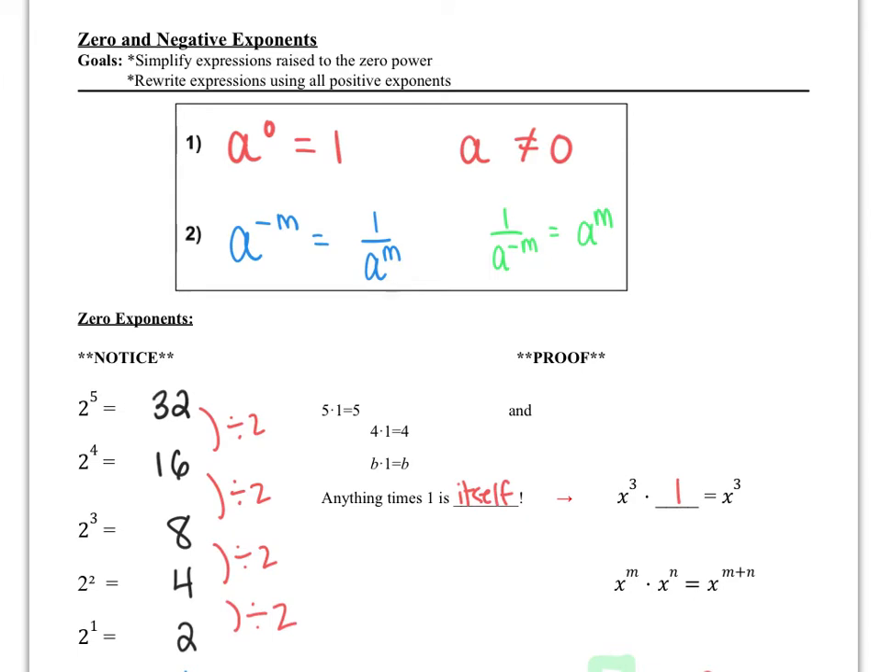So essentially what's happening is if something has a negative exponent in it, it's going to move its place in the fraction. So if it's in the numerator, it's going to go to the denominator, and if it's in the denominator, it's going to go to the numerator. And in making this move, the exponent changes from negative to positive.